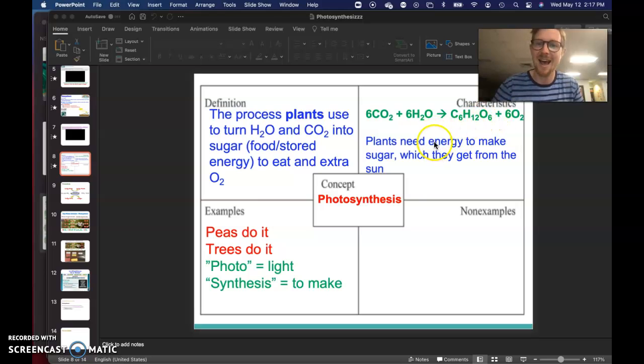So plants need energy to make sugar, which they get from the sun. The whole thing that drives this process is the energy that comes from the sun. Remember, the sugar molecules are big, and it takes a lot of energy to push all of those molecules together and store it in bonds. That energy comes from the sun, and photosynthesis is the process that plants do, and a few bacteria and other things that you saw in the video earlier, but mostly plants, to make it happen. Some examples, name a plant, that's an example.